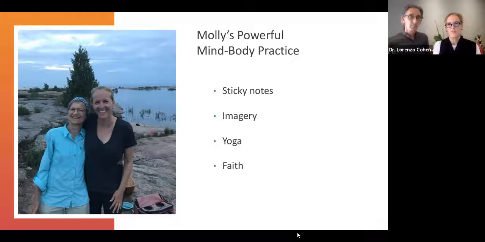So all these things are really important about creating a habit and a routine for your mind-body practice. That's a really important component, and looking at your day and thinking, where can I put this in? Discussing it with your support team or your support person, and moving forward.